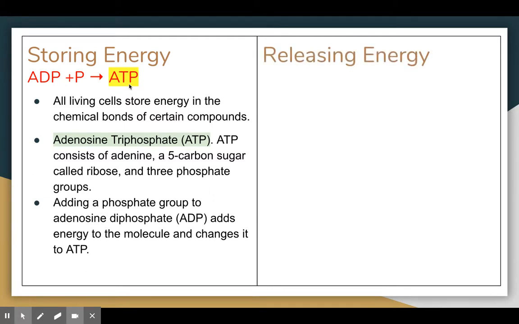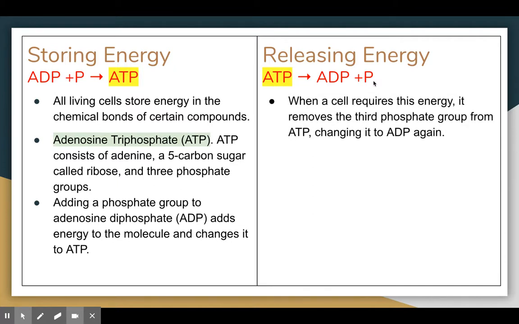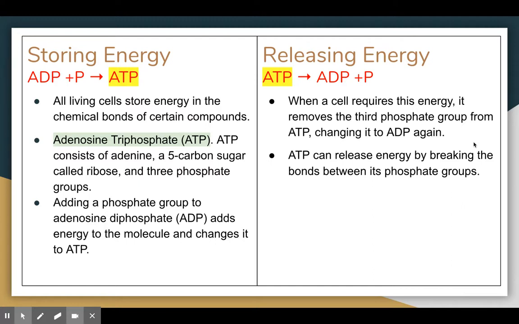Okay, now what about when a cell wants to release that energy so that it can use it? Well, to release the energy, the ATP gets broken down into ADP and phosphate again. And so this is something that will keep happening over and over and over again. ATP gets broken down and energy gets released. And then you end up again with ADP and a phosphate. So when cells require the energy that's stored in ATP, it removes the third phosphate group from ATP and changes it into ADP again. ATP can release energy by breaking the bonds between its phosphate groups. ATP is the most immediate source of energy for cells.